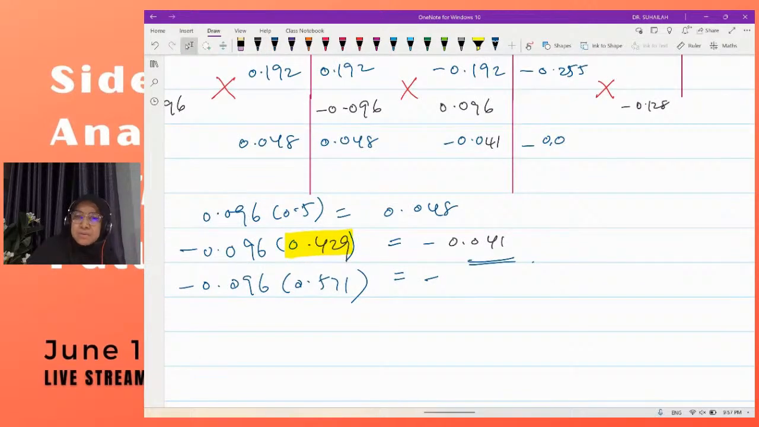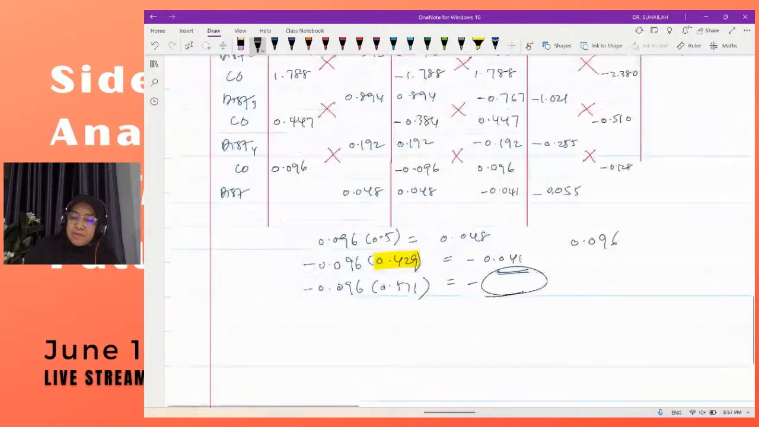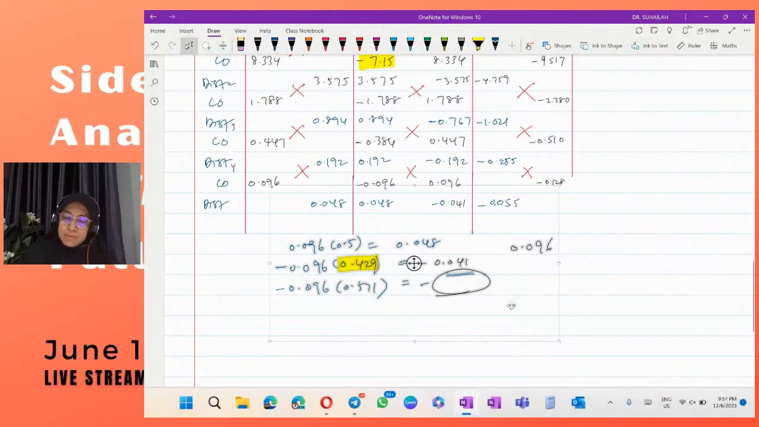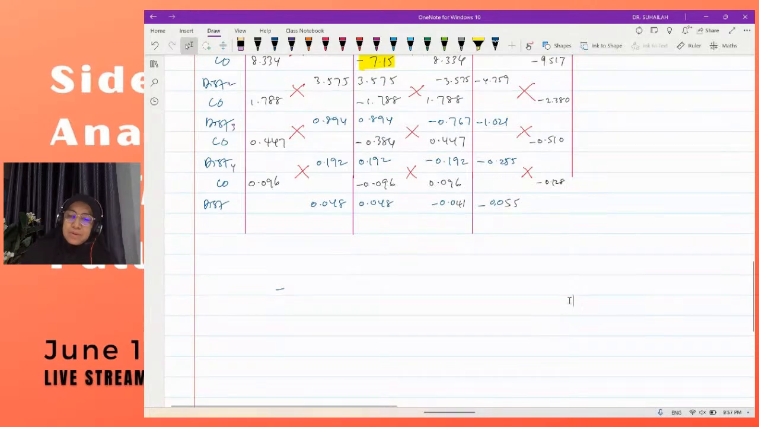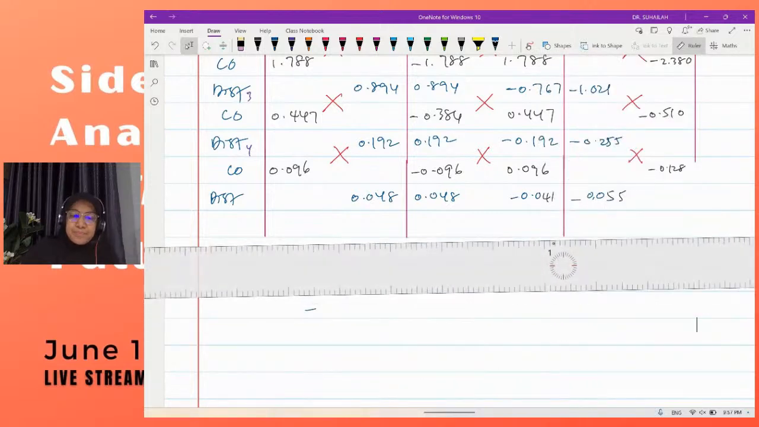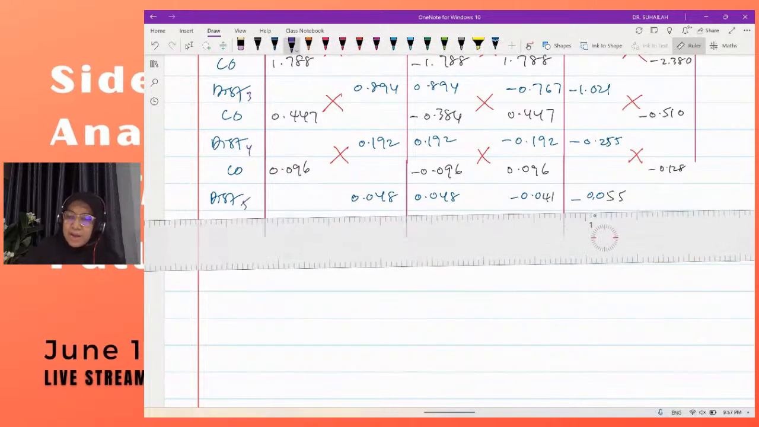And another one is, yang ni, yang bawah ni. 0.096 minus 0.041 is 0.055. Okay. So we can stop at distribution number 5.